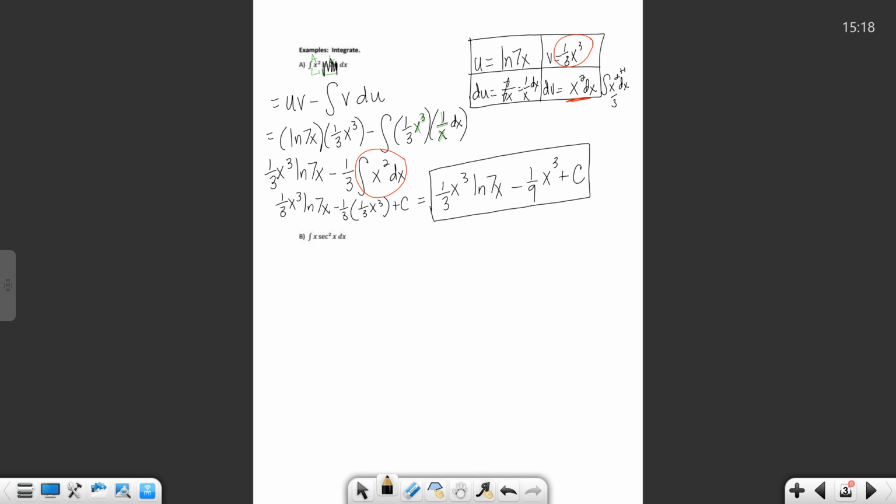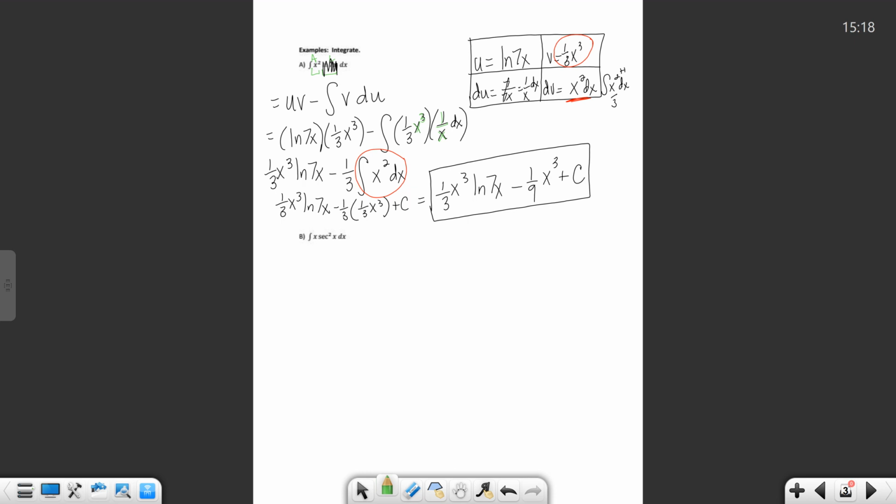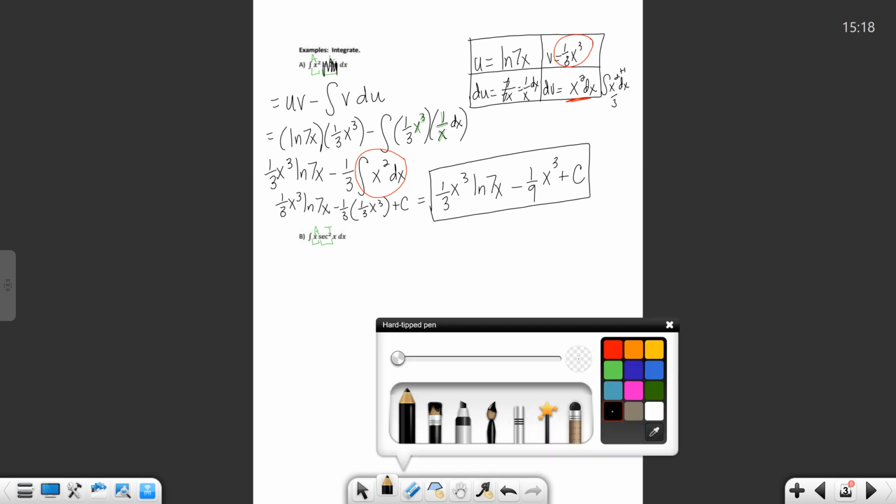All right, let's do another one. Okay, so we've got the integral of x times secant squared dx. All right, so let's look at what we got. We got an x, we know that's an algebra, and then we got a secant squared x, which is going to be a trig.